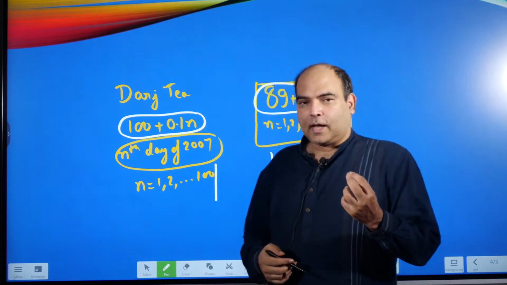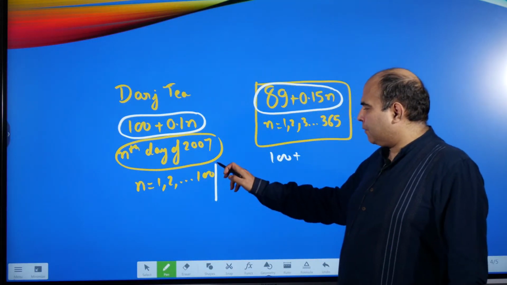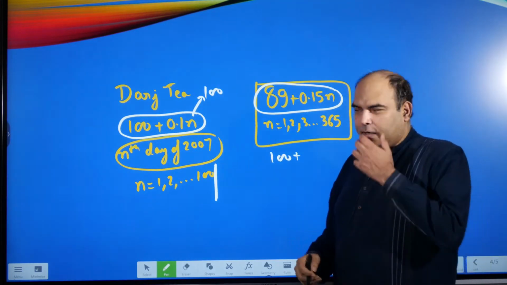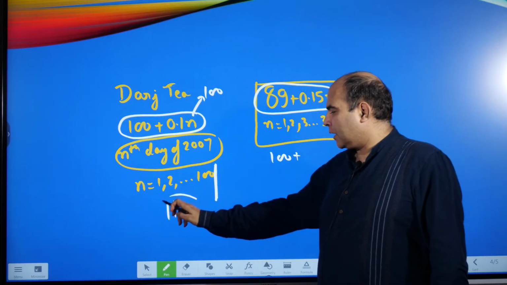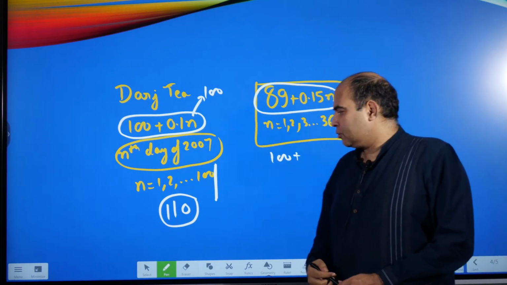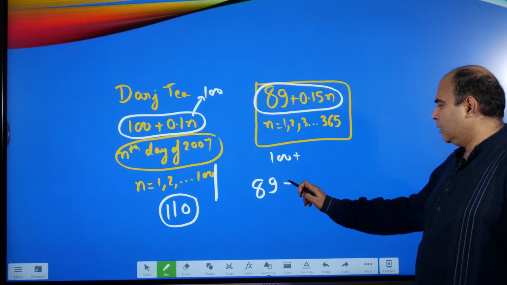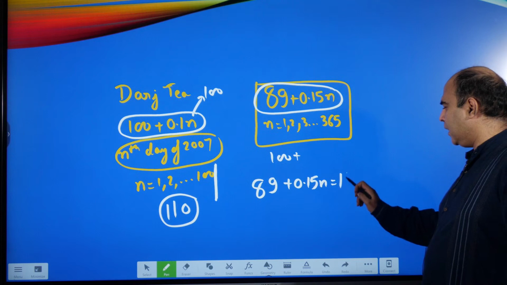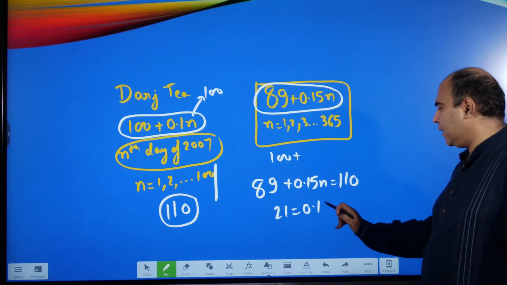So because the equality is happening after 100 days, the process will change to saying that after 100 days, with n as 100, the price of Darjeeling tea will become constant at 110 rupees, and you just have to find when the OTT price will become 110. So the logic of solving this changes to 89 plus 0.15 n is equal to 110. If you solve this, you will get 21 rupees is equal to 0.15 n.